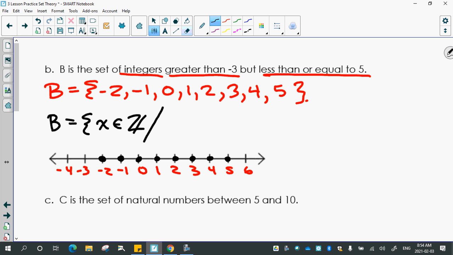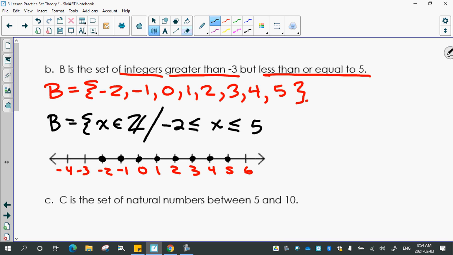So what's the smallest number in the set? -2. And the biggest number in the set? 5. Then x in the middle. And from x, we want to say it's greater than or equal to -2 and less than or equal to 5. Okay? Yes? Pretty good?